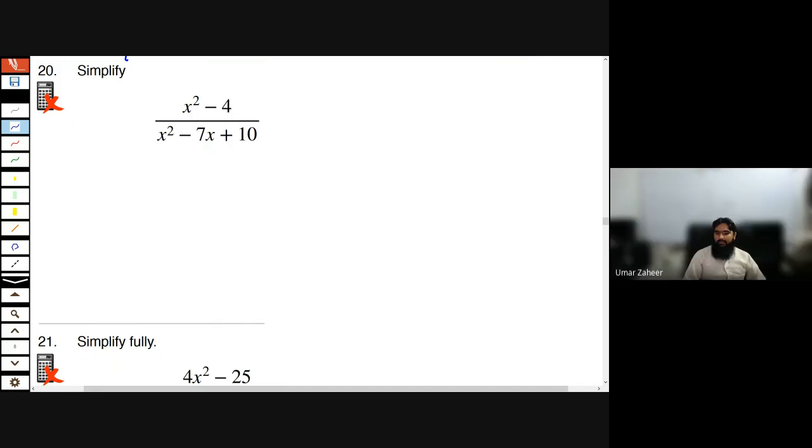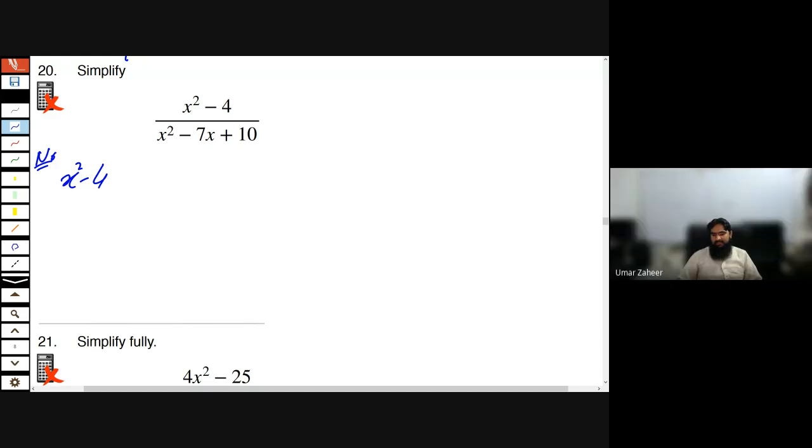Okay, now the question number 20. We have the numerator and denominator. Again, we have to simplify. So let's see how to take the numerator. We have x squared minus 4. Can any of you tell me if x square minus 4 is factorizable? We can factorize it.